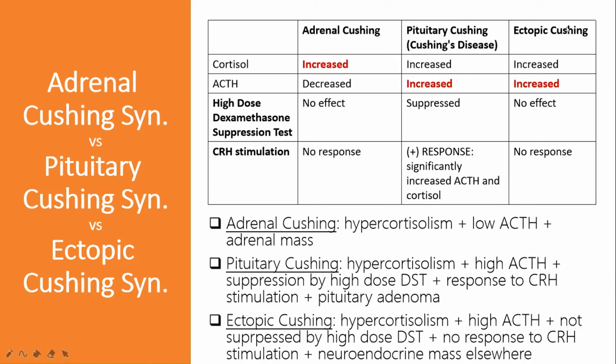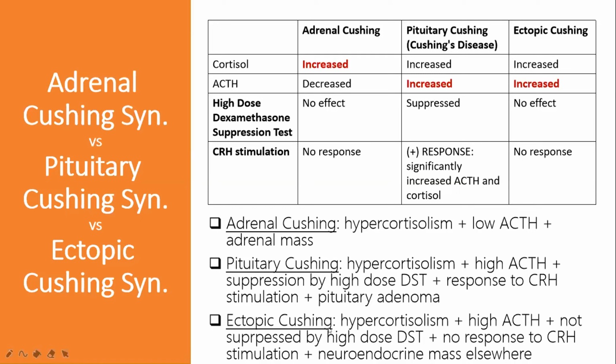Now, if we are dealing with ectopic Cushing, similar to pituitary Cushing, there would also be increase in ACTH, and as a result of that, there would also be increase in cortisol. But the difference would be there would be no effect for high-dose dexamethasone suppression test, and CRH stimulation would also elicit no response if that would be an ectopic Cushing. Now, this is because in ectopic Cushing, we actually have a neuroendocrine mass which does not respond to the feedback mechanisms of the HPA axis. So there would be no effect and no response for CRH stimulation.